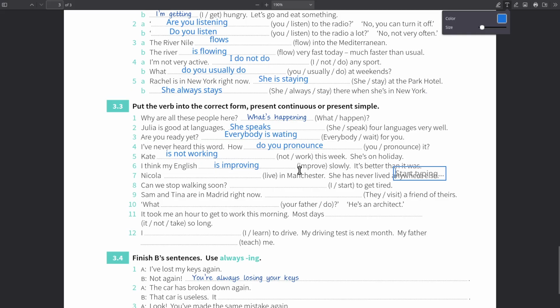It's just common sense, guys. Nicola lived in Manchester. She has never lived anywhere else.